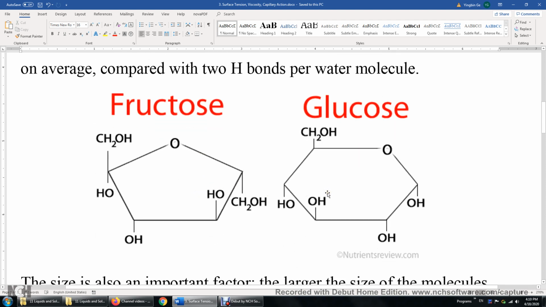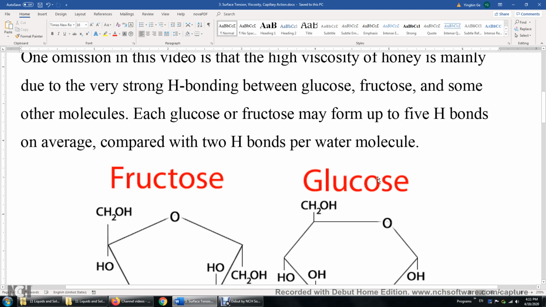Fructose versus glucose. You have a 5-member ring here, a 6-member ring here. They look a little bit different, but what's in common is this. They all have 1 OH, 2 OH, 3, 4, 5 OH hydroxyl functional groups. Each of these 5 hydrogen atoms can form 1 hydrogen bond. So it's possible for a fructose to form 5 hydrogen bonds on average, and same for glucose.